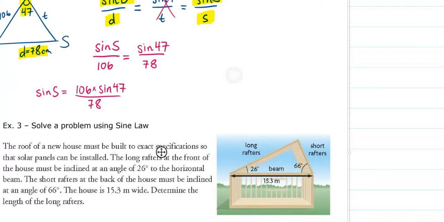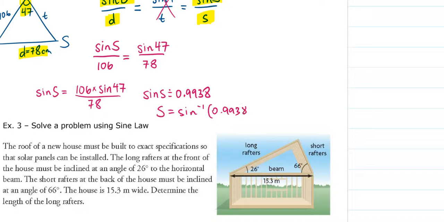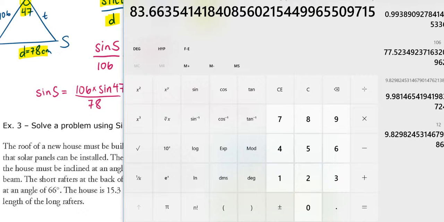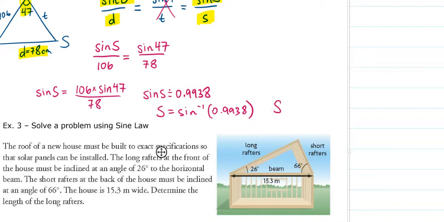Okay, so sine of s equals approximately 0.9938. But if I want angle s, I have to take the inverse. Remember, if you're looking for angles, you take the inverse. So s is the inverse sine of 0.9938. So if I took the inverse sine of that answer, I get 83.6 degrees, which I'll round to 84 degrees. So s is approximately equal to 84 degrees.